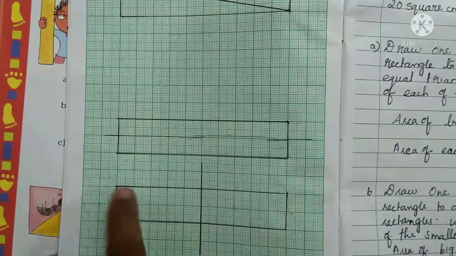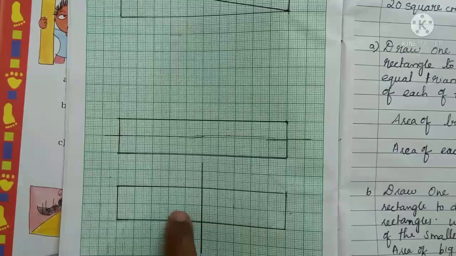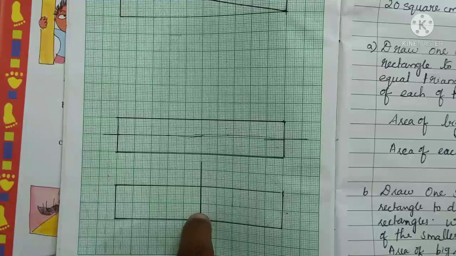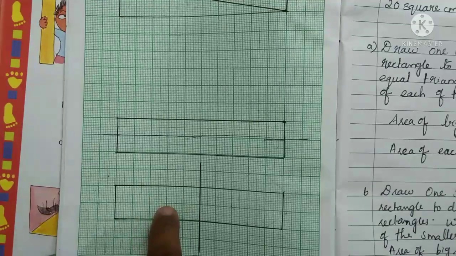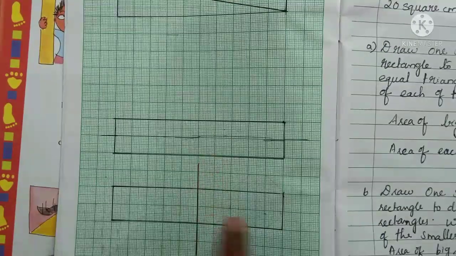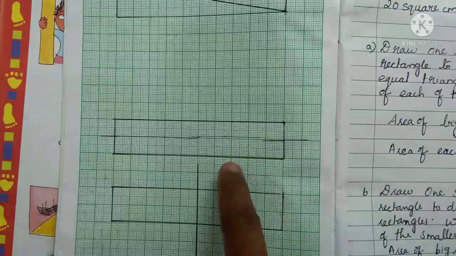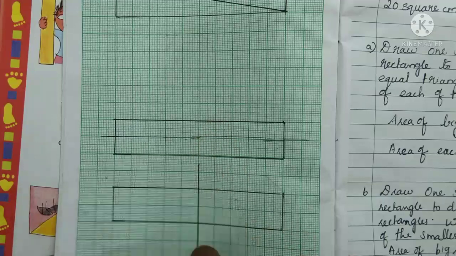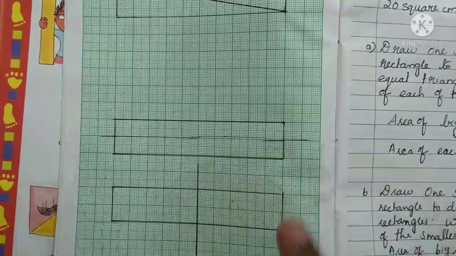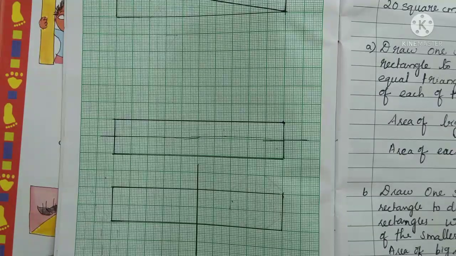Total 20. 1, 2, 3, 4, 5, 6, 7, 8, 9, 10. So the smaller rectangle has the area 10. Here also 10. Understand? So in question B we can do two different ways. Whichever option is easy for you, you can choose it. Okay. Then move to the next question.